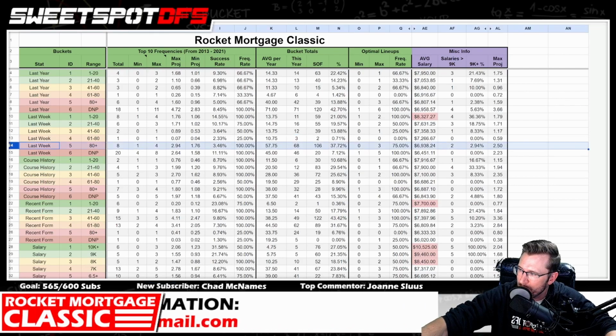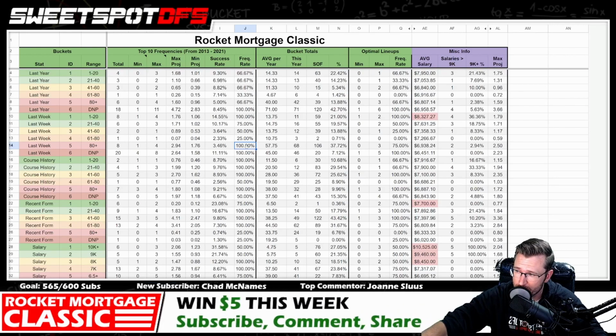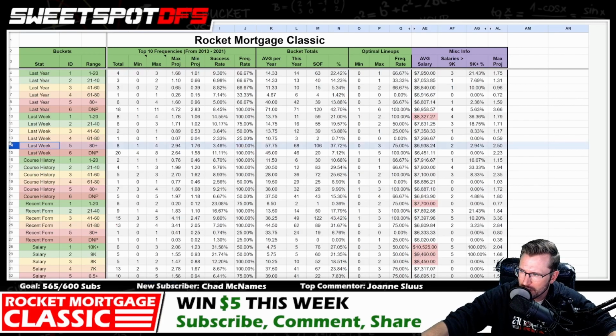Last week 5s are missed cuts from the Travelers Championship, 1 to 3, and that's a 100% frequency rate. So that means at least 1 golfer in this bucket has finished inside the top 10 every single year for this event. Or I should just say this bucket has produced 1 top 10 finisher every single year. I think that's probably the better way to say it. So keep that in mind. Having a missed cut last week does not hurt your chances.